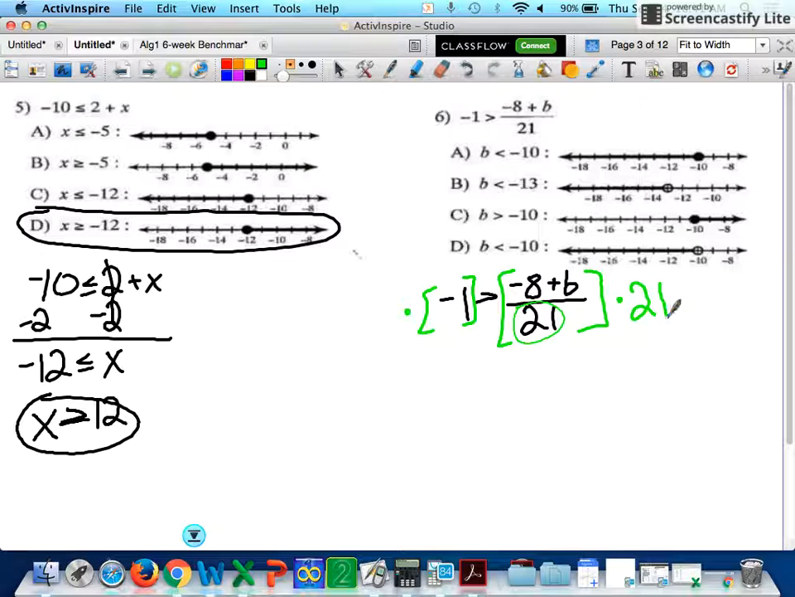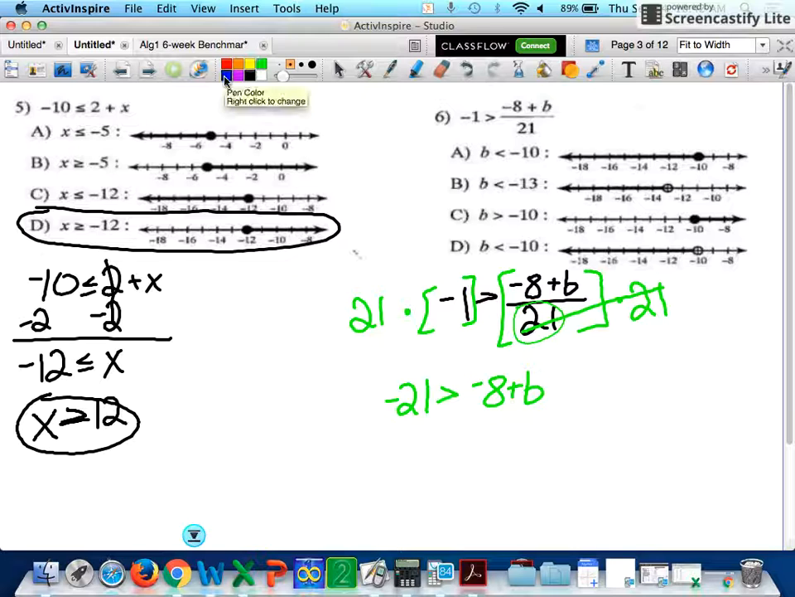So we multiply by 21, multiply by 21. These are going to cancel. Okay, those are going to cancel out. Over on the left-hand side, we have a negative 21, because this was a negative 1, is greater than negative 8 plus b. Notice my sign in the middle, my inequality still did not change, because I multiplied by a positive number. If I multiply by a negative number, that's when I start flipping signs, okay?